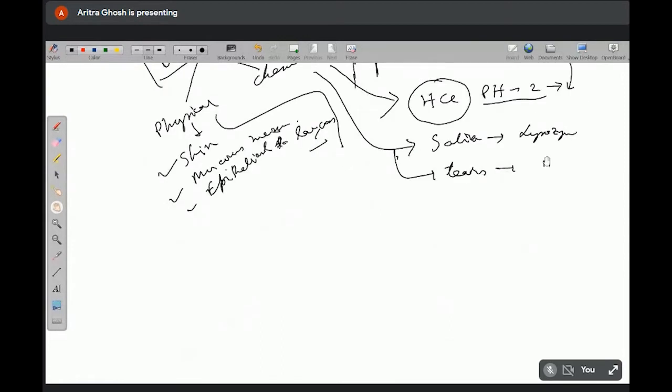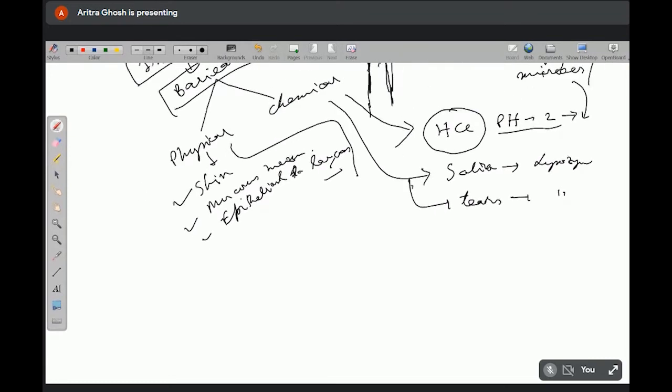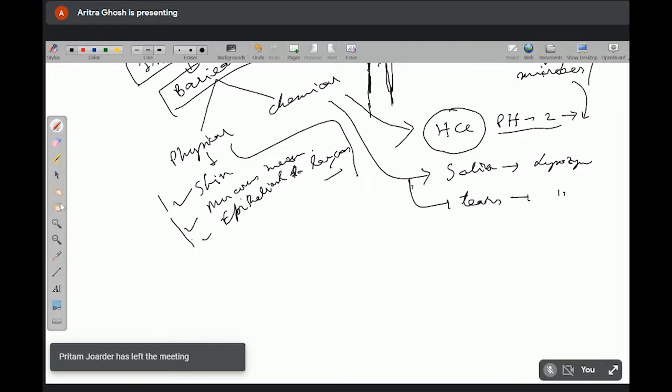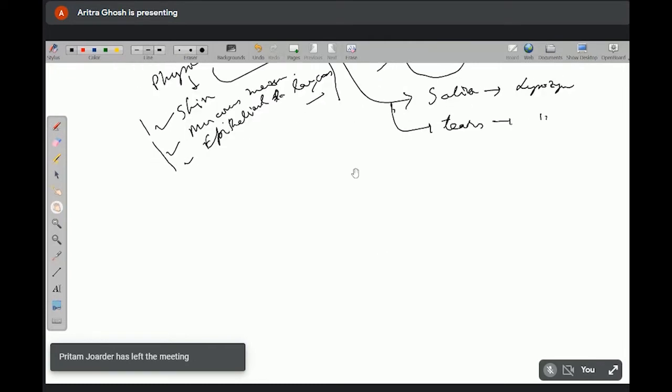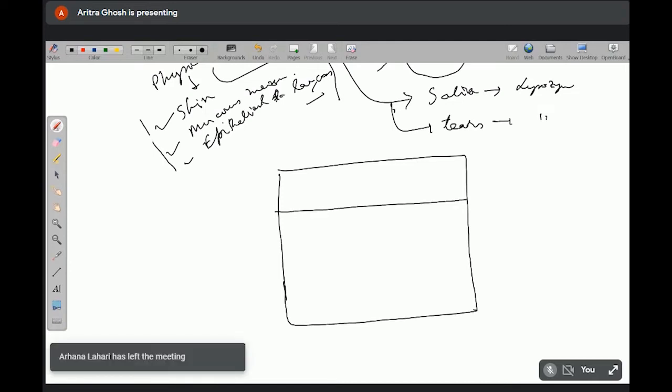This is coming here. Now what will happen? Our innate immunity system comprises some cells, maybe some organs, maybe some molecules. Now what are the cells of innate immunity? Anyone?